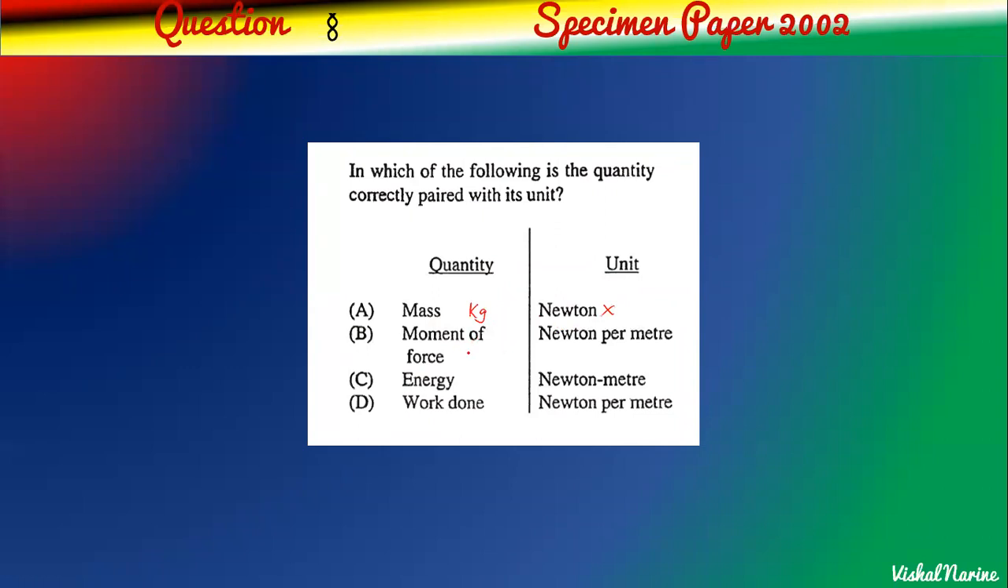Moment of a force. Moment is actually force times the perpendicular distance. So that is actually Newton meter. Okay, not Newton per meter. Newton per meter is actually Nm minus 1, which is something different. Okay, so this is wrong. Work done again is force times distance, so this is wrong also. Energy, it is a Newton meter. That's another alternative unit. All right, so it is C.